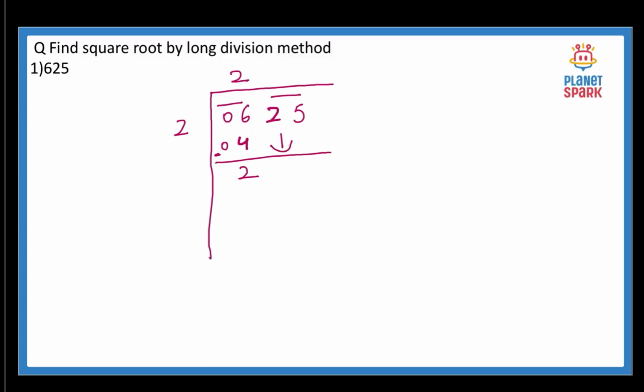6 minus 4 is 2. So now I'll bring the entire pair down. We'll not just bring 2 down, we'll bring the entire 25 down. Remember, we will deal with the entire pair together.